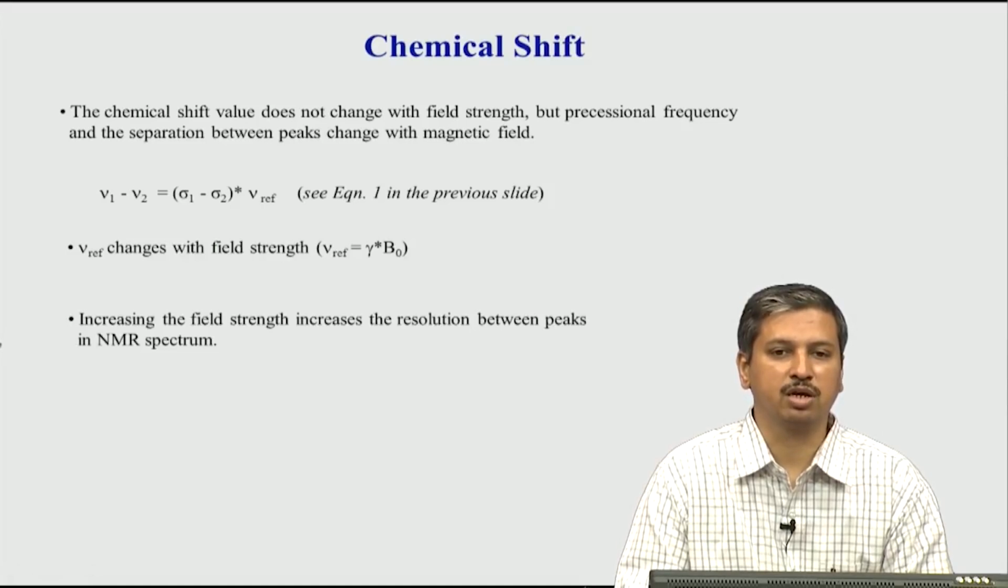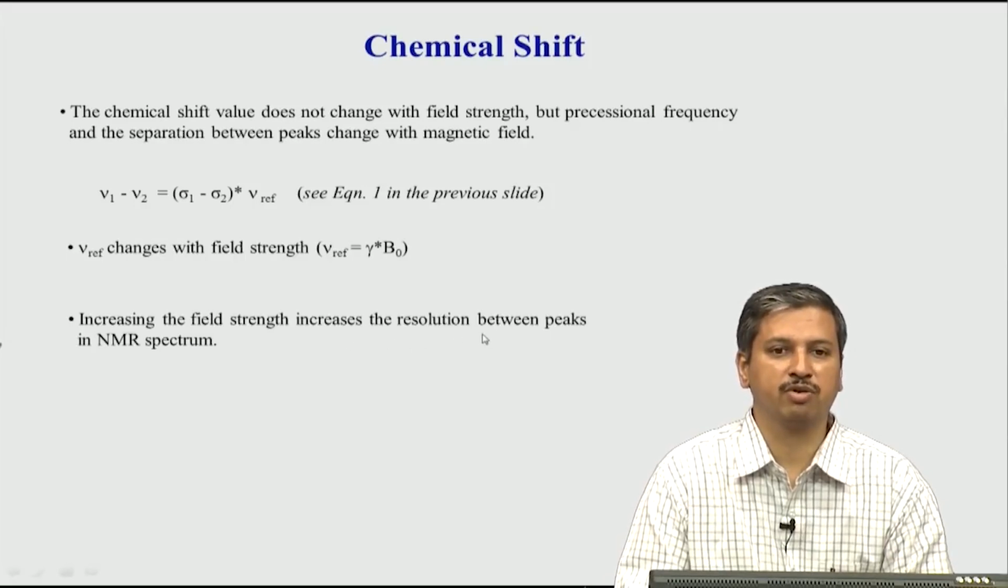So, if a peak is separated by 100 hertz on a 300 megahertz machine, if I go to a 600 megahertz machine, the peaks will be separated by 200 hertz, double, and that doubling of the separation is basically saying that the peaks are well resolved from each other, and what that says is that the resolution of the spectrum has increased.